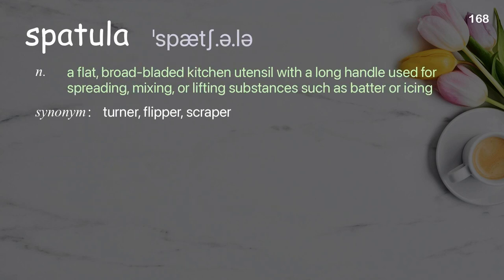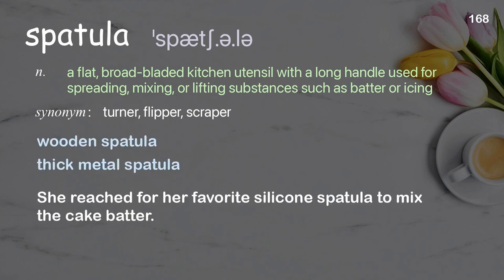Spatula. A flat, broad-bladed kitchen utensil with a long handle used for spreading, mixing, or lifting substances such as batter or icing. Examples: Wooden spatula. Thick metal spatula. She reached for her favorite silicone spatula to mix the cake batter.